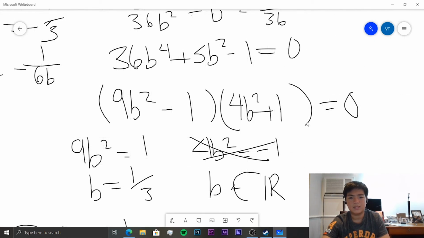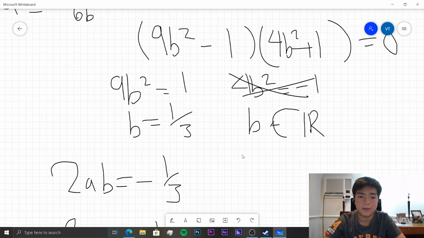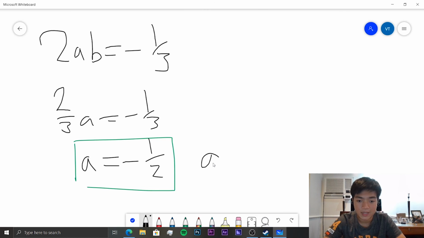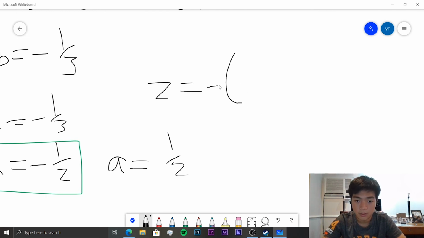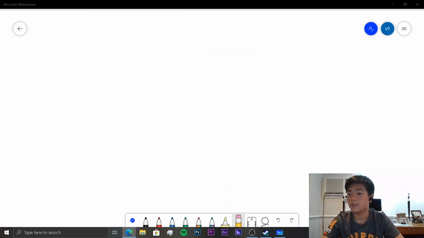Yeah, this can't be a solution. But I have a feeling that this can be plus or minus since, sorry, where did I go? 9b squared is 1, so b is actually plus or minus 1/3. So we have the option to have a as equal to 1/2 as well. So the final answer should be, the number is equal to plus or minus 1/2 minus 1/3 i. Yeah, that should be it. Yeah. So on to the next problem.